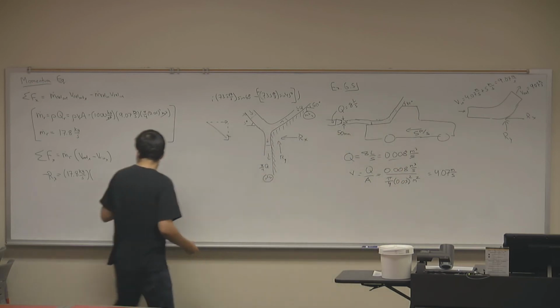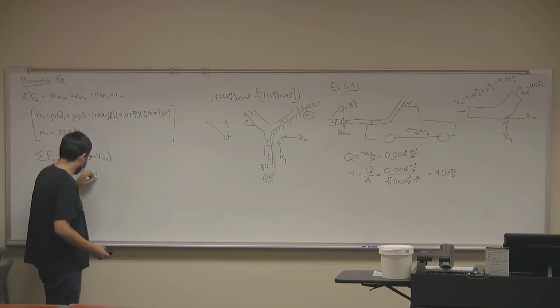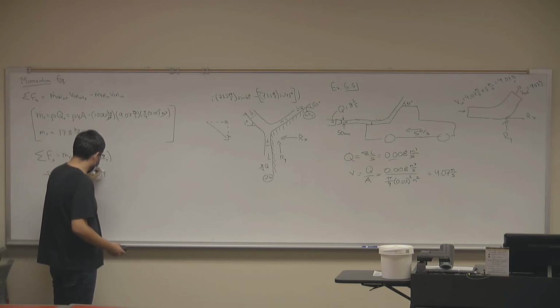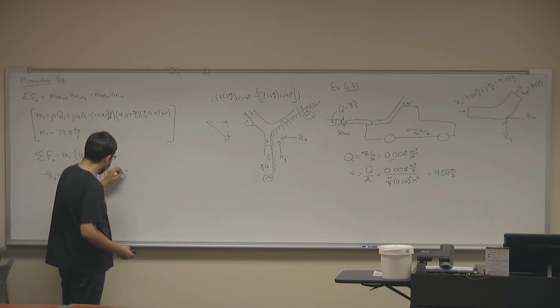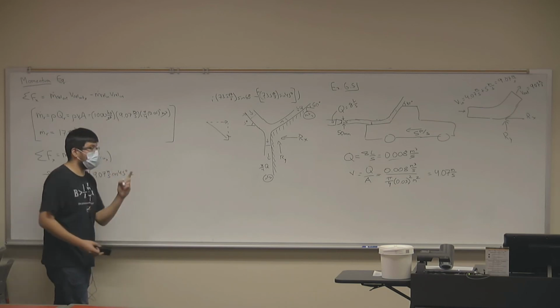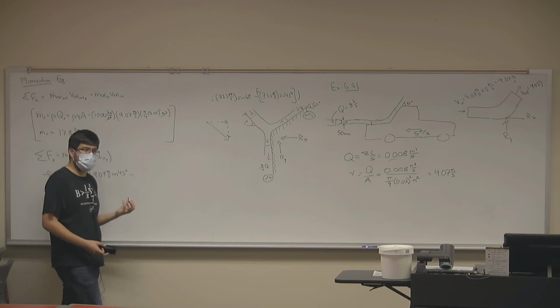That's correct. So we get 9.07, right? Meters per second times cosine of 45. Minus, what's the x component of the relative velocity as it enters the control volume?